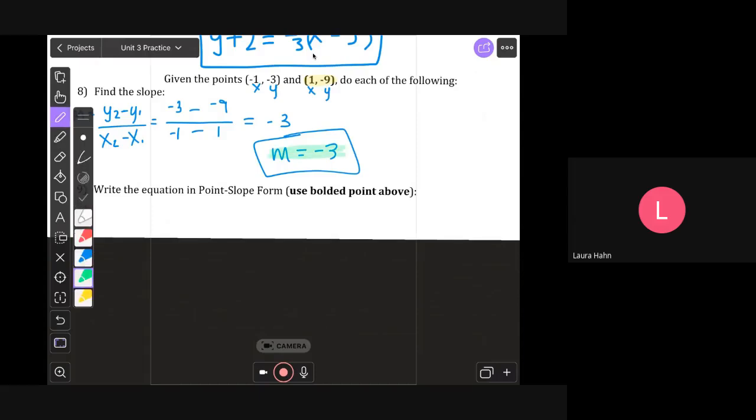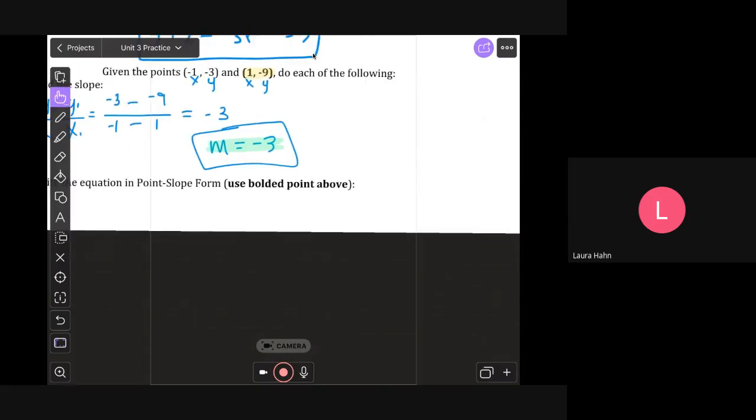So I'm going to write my equation. And remember, point slope form is this guy. I'll write it out to the side real quick.